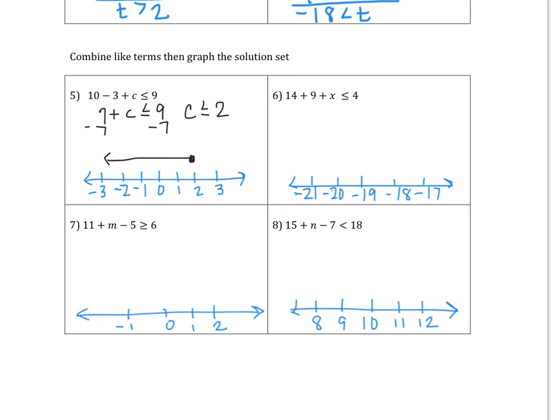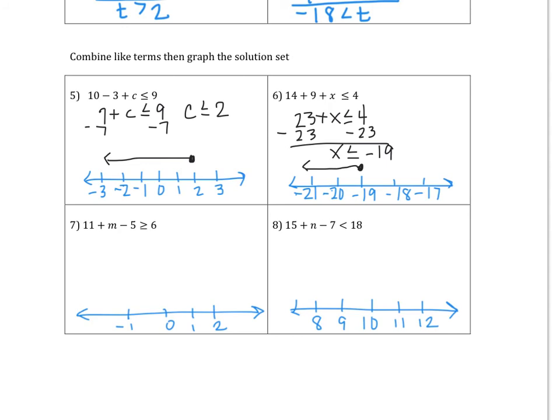Number 6, we're going to combine 14 and 9. 23 plus x is less than or equal to 4. Subtract 23 from each side, and we get x is less than or equal to negative 19. Graph that. Negative 19 is going to be a closed circle because it's also equal to, and it's everything in that direction.